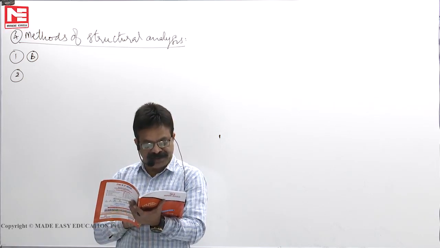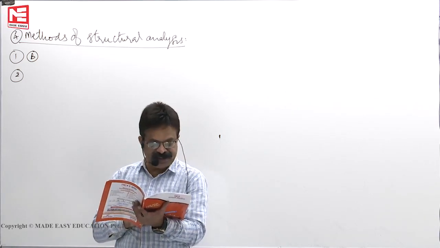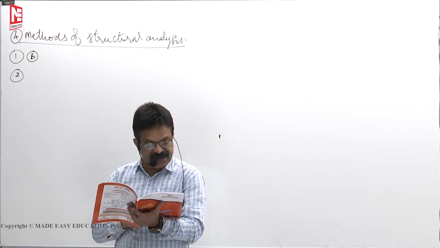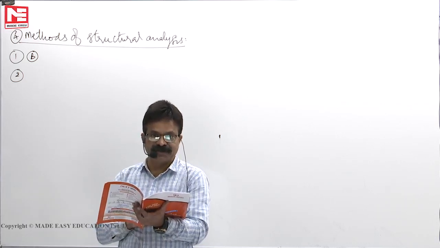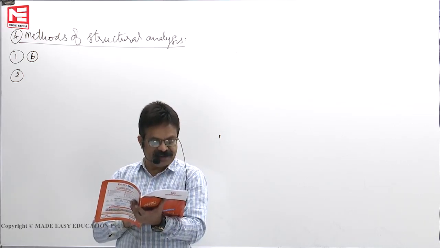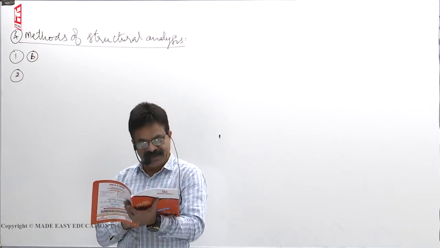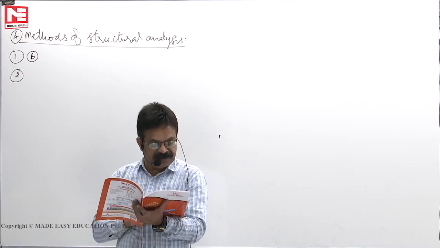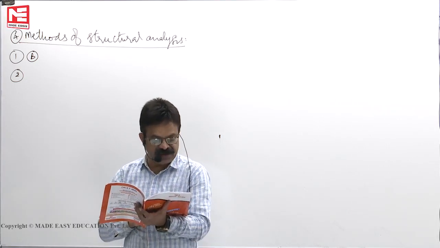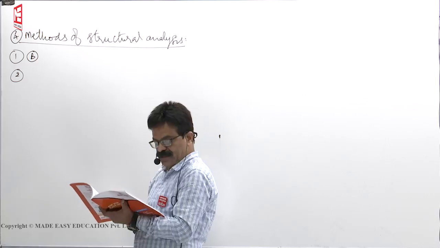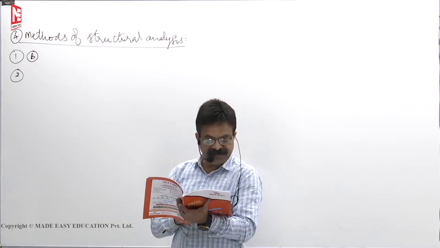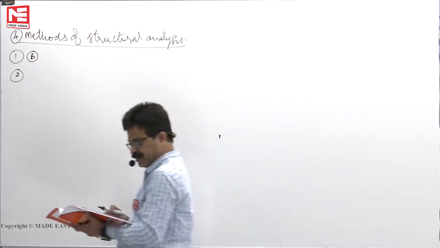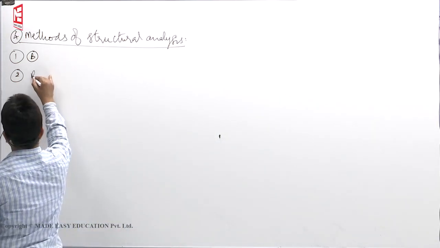There is a moment distribution method, slope deflection method is given, that comes under displacement method. So B is correctly matched. C, slope deflection method is given, consistent deformation, that's not correctly matched because slope deflection method comes under displacement method. So that is wrong. D, method of three moments is given, D is also wrong. So correctly matched was method of three moments, consistent deformation is force method, moment distribution, slope deflection, displacement method. So second question, B is the answer.